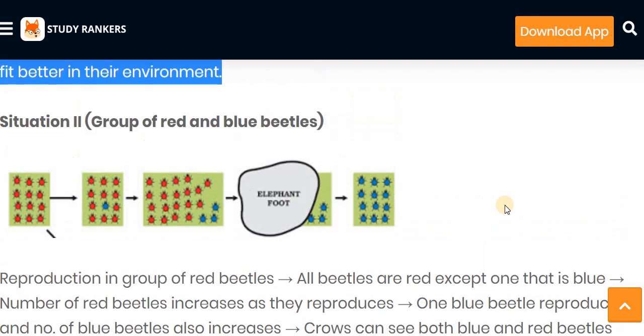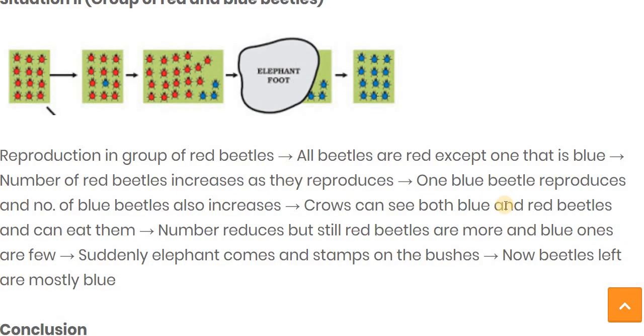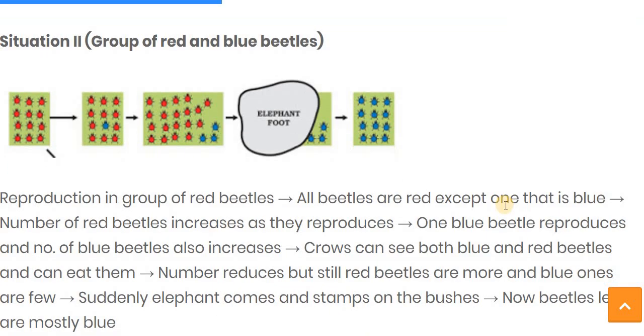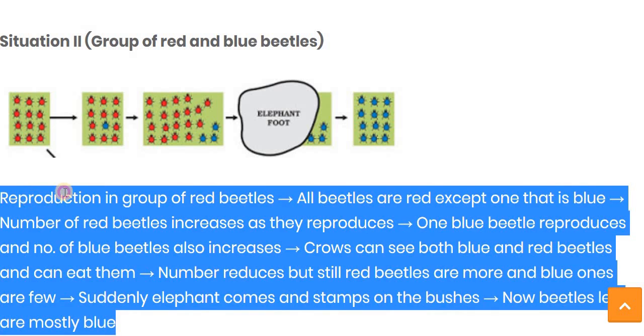Now let's talk about situation number two, in which there is a group of red and blue beetles and an elephant foot, as you can see here. In this case, we have reproduction in a group of red beetles. All the beetles are red except one beetle, which is blue in color. Here you can see it is blue.